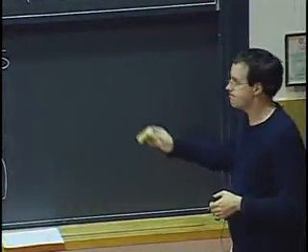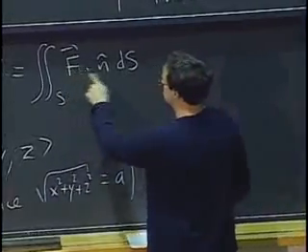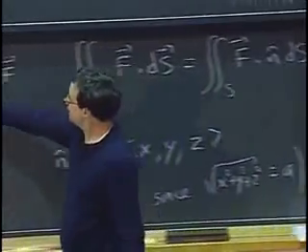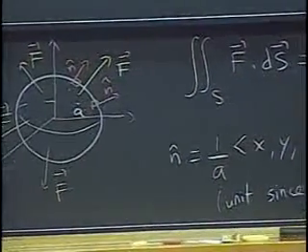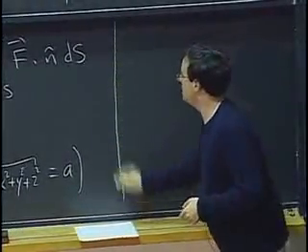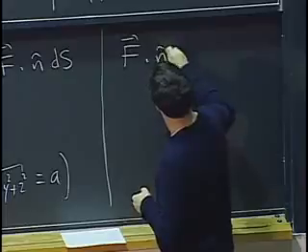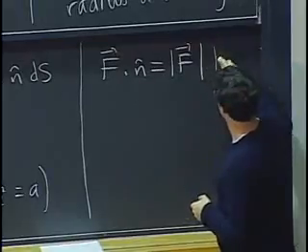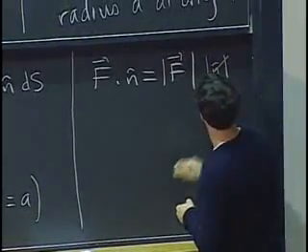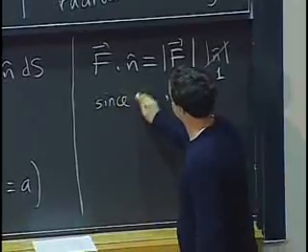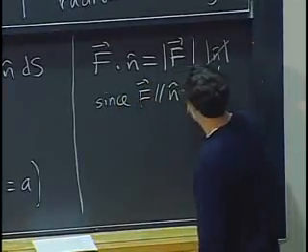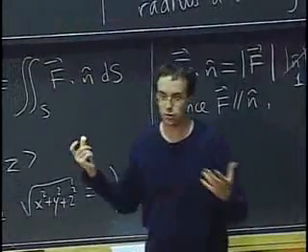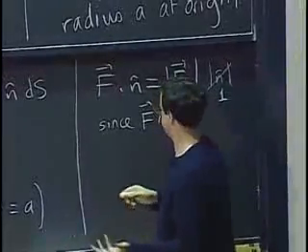Okay, so now let's figure out f dot n. Let's do things one at a time. Well, f and n are parallel to each other. So f dot n, the normal component of f, is actually equal to the length of f, times the length of n if you want, but that's going to be 1, since f and n are parallel. And what's the magnitude of f if I'm on the sphere? The magnitude of f in general is the square root of x squared plus y squared plus z squared. On the sphere, it's going to be a.